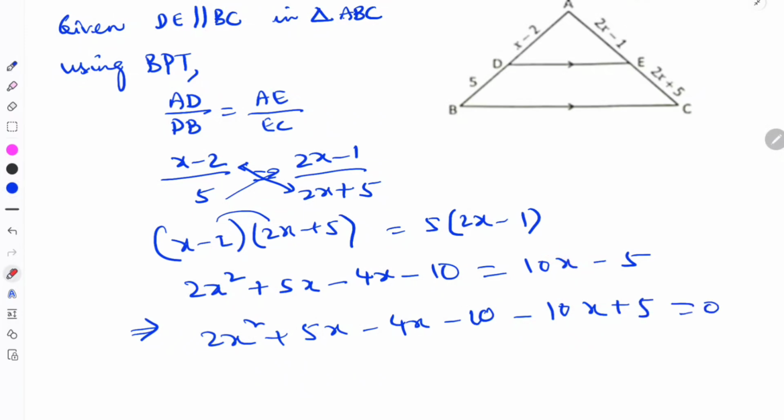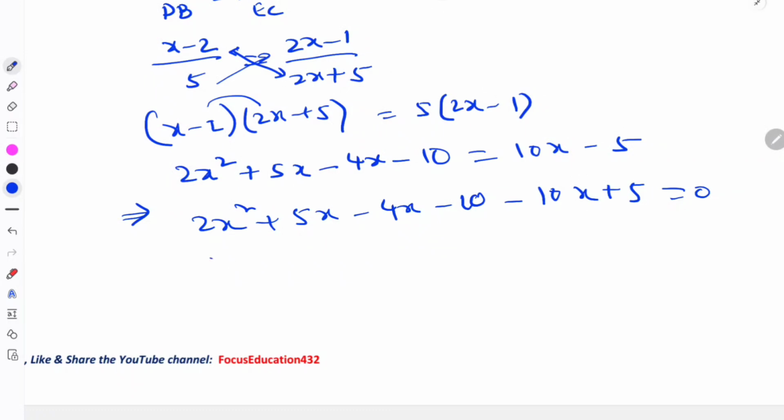That means 10x here becomes minus 10x, minus 5 here becomes a plus 5. So now 2x square, then plus 5x minus 4x, this is x, plus x minus 10x, this is minus 9x. Then we are having minus 10 plus 5. The minus number is bigger, so we will get minus 5.